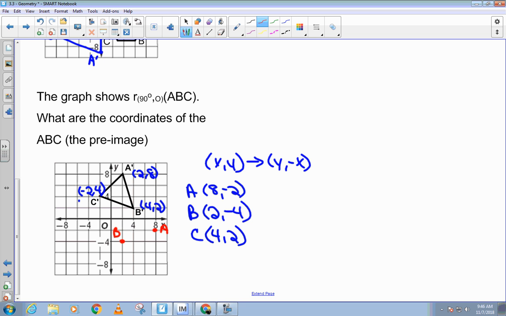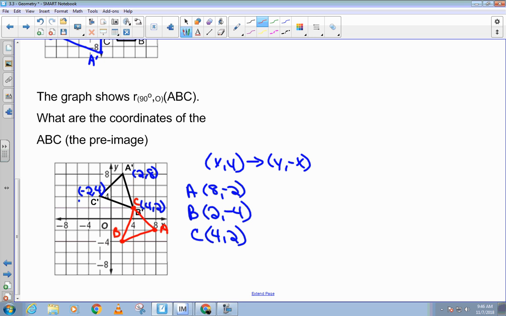A is at 8, negative 2. Would B be negative 2, negative? Oh, 4, 2. I'm going the wrong direction. 4, 2 right here. Sorry. It was me graphing it, sorry. The numbers are right. I just went the wrong direction. Okay. Alright. So there is my point.